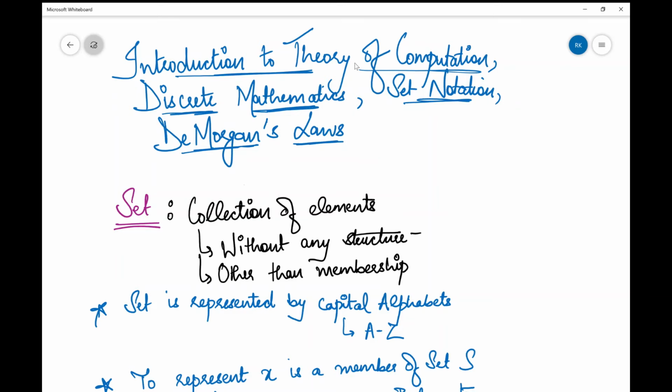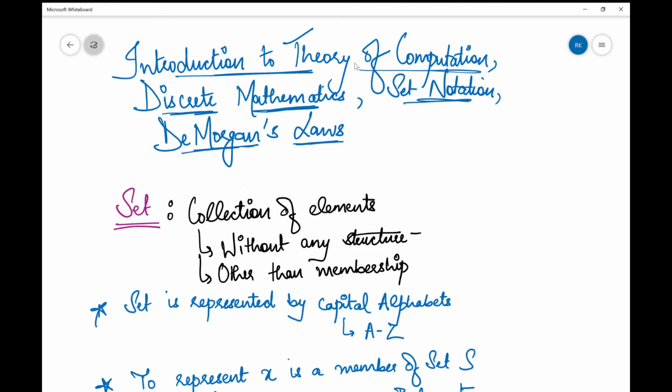Today in this session we are going to start with the basics of theory of computation and discrete mathematics. I'm going to introduce you to set notation and sets, and slowly we are going to move into the details of what goes on in theory of computation and discrete mathematics. We're going to cover propositional logic and so on, and similarly in TOC we are going to cover all these topics. So let's start with this video.